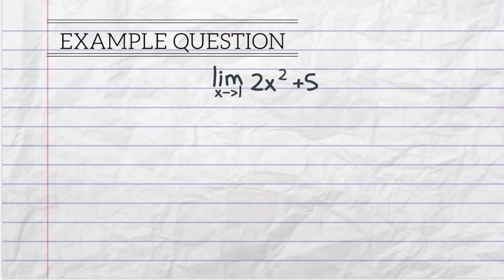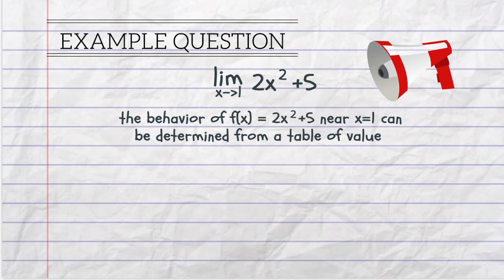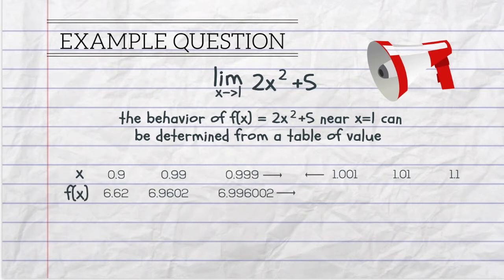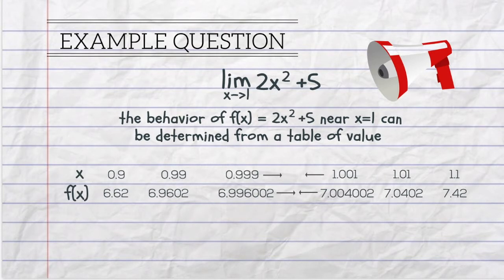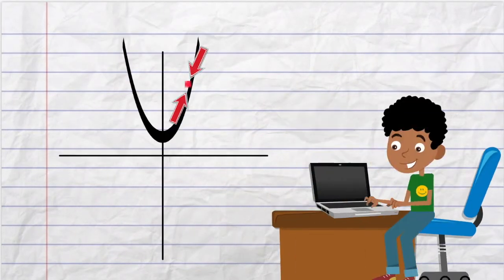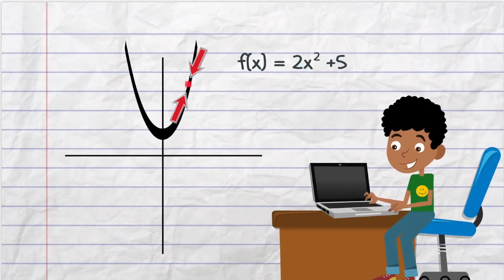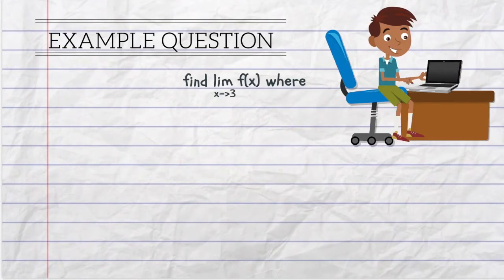For example, in this equation, it is the limit of 2x squared plus 5. The behavior of the function 2x squared plus 5 near x equals 1 can be determined from a table of values. To conclude, as we plug in x values that are nearer to 1 into the function, we get the values of f of x as shown in the slide, so the answer to this equation will be 7. If you create the graph of the previous question, you will notice that the point on the graph is equal to 7.